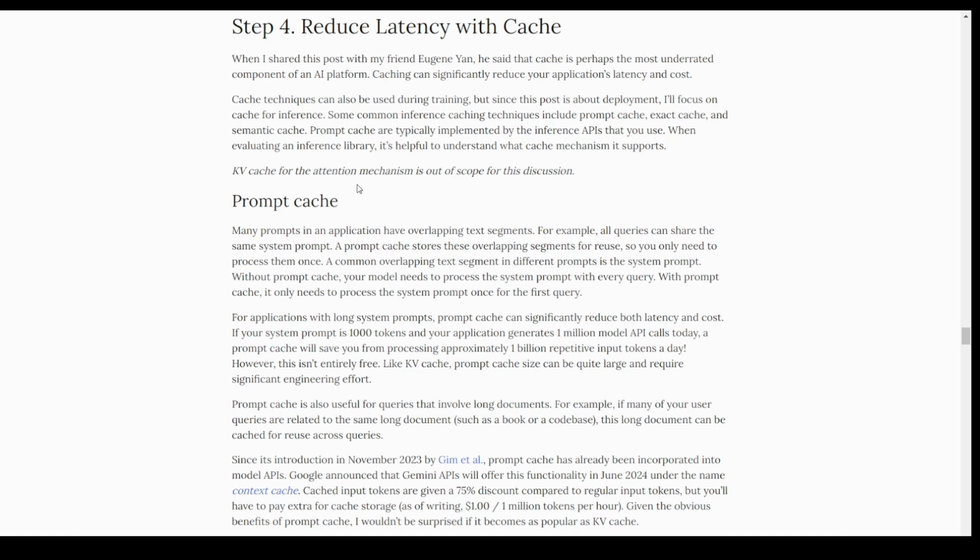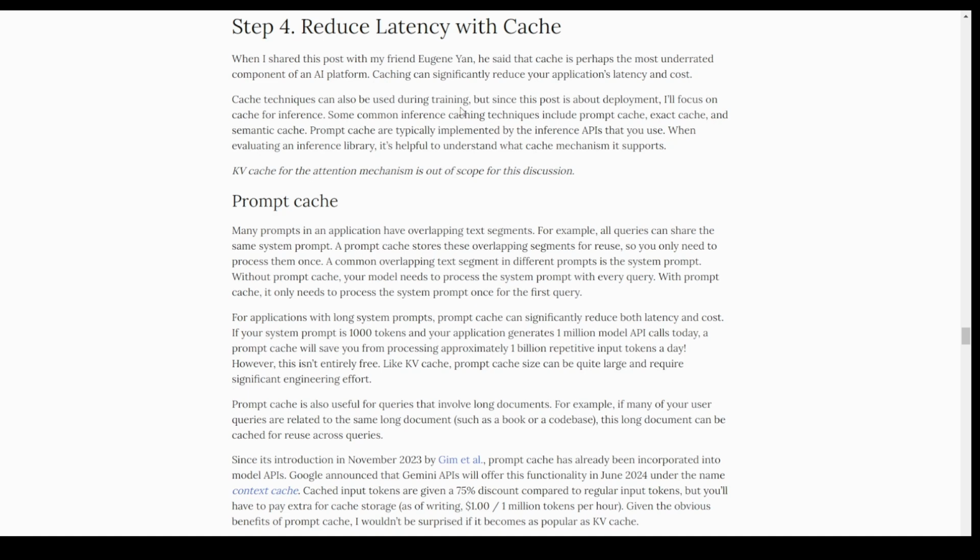One of the first things we would be using is the prompt cache, but maybe before starting off, I would focus on what exactly caching is and what kinds of caching exist. Caching techniques can also be used during training, but we are going to discuss this from the perspective of deployment, or the inference part. Some of the common techniques are prompt caching, exact caching, and semantic caching.